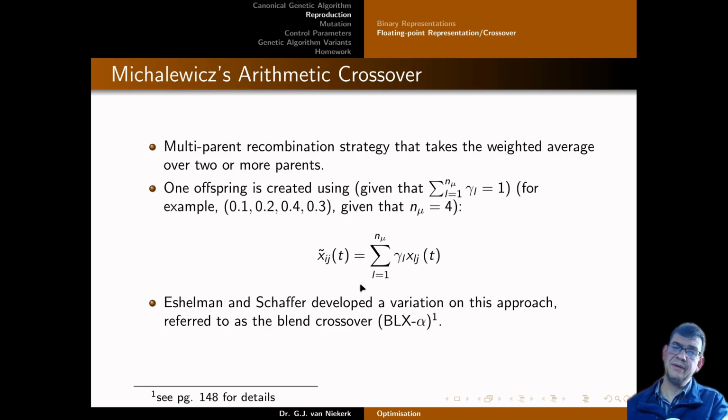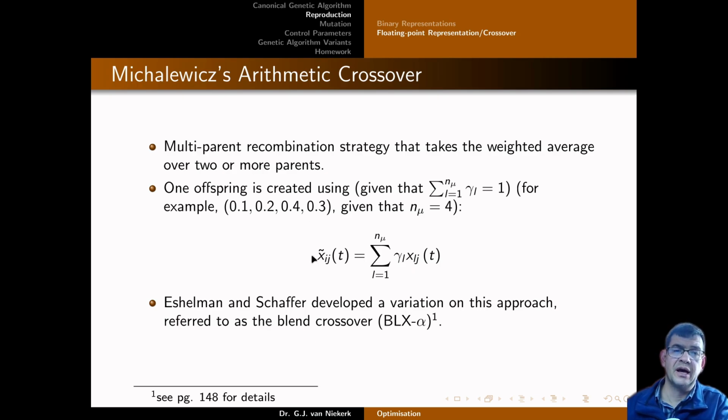So you create one offspring, and what you do beforehand is create a number of factors, or multiplication factors. For example, in this case, we've got gamma l for the n mu, the number of parents. And of course, you want this whole sum to add up to 1. For example, you can choose 0.1, 0.2, 0.4, 0.3 for 4 parents, and all of them add up to 1. And then the child offspring is simply calculated as the weighted average of all of these.